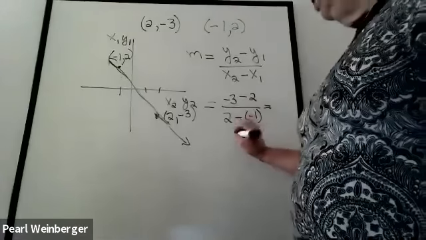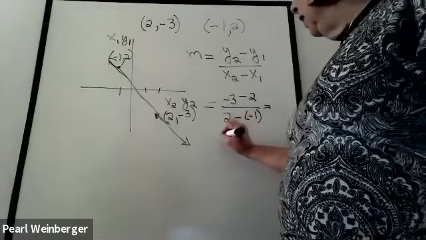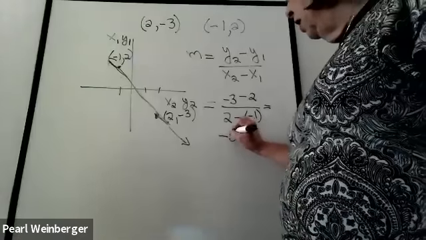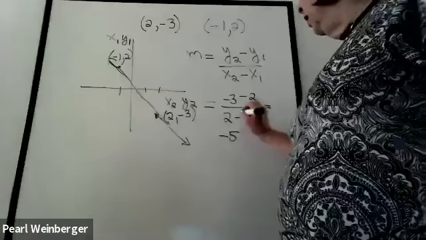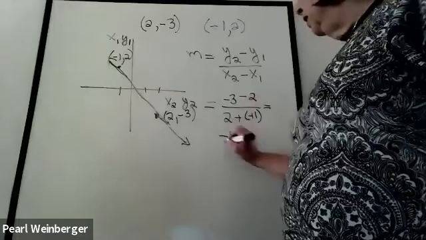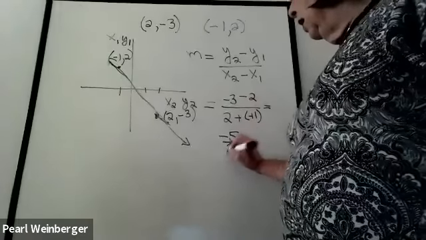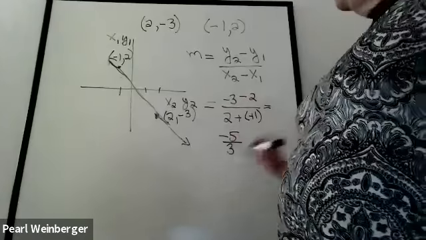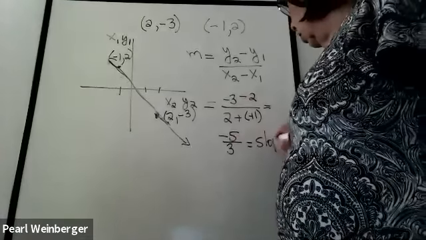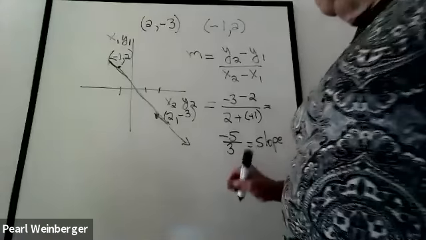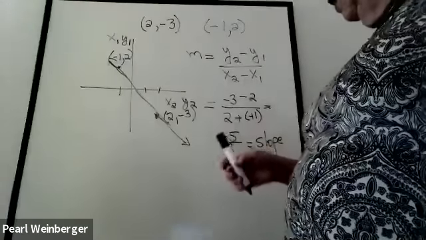So on the top, we're going to get negative 3 minus 2, which is negative 5. And 2 minus negative 1, that 2 negatives makes a positive, is 3. The slope of this line is negative 5 over 3. What does that mean?